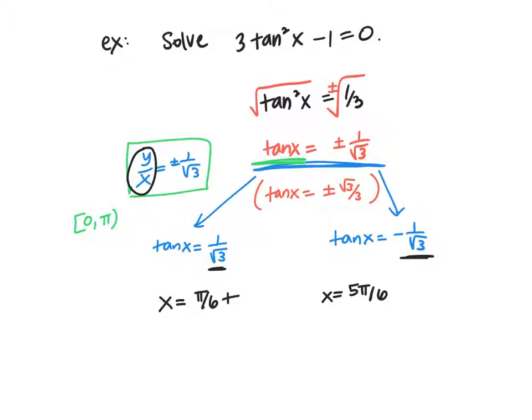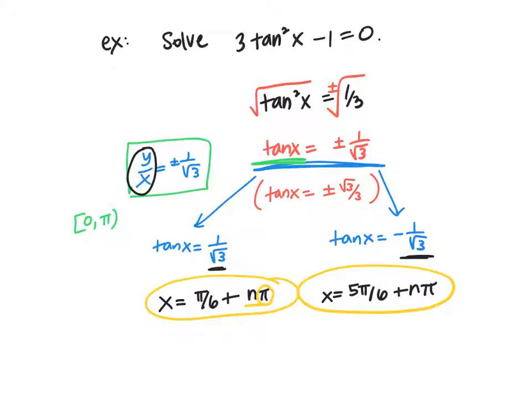So we're going to have to add n pi, because we are accounting for all the periods. It repeats itself every pi, but n is an integer, like negative 1, 0, 1, that accounts for all the different rotations possible in the positive and negative direction. So this is your final answer, x equals pi over 6 plus n pi, and 5 pi over 6 plus n pi.